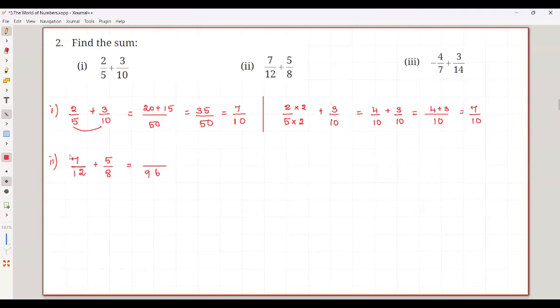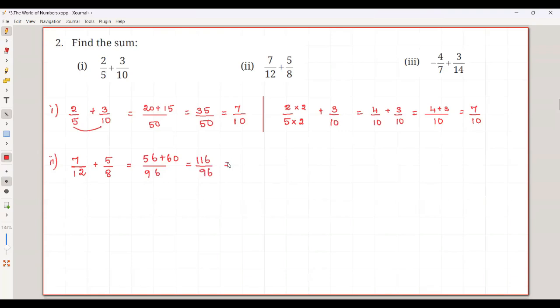Now do the cross multiplication. 7 eights are 56, plus 12 fives are 60. Now just add. 56 plus 60 is 116. So 116 divided by 96. Correct? Now I can just simplify it.